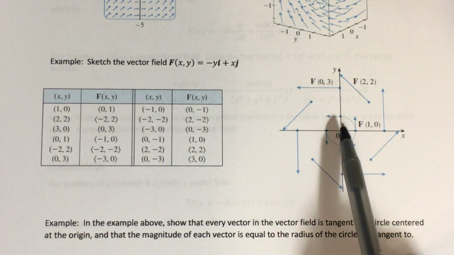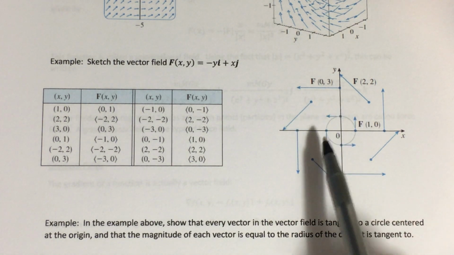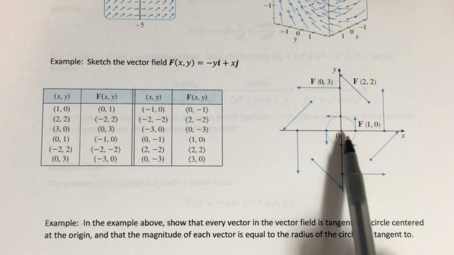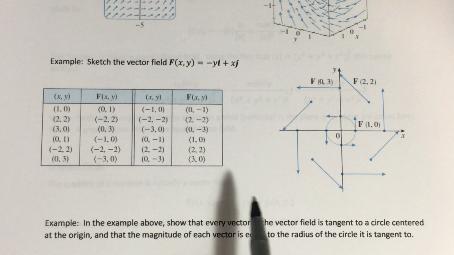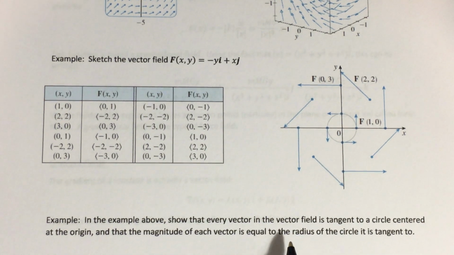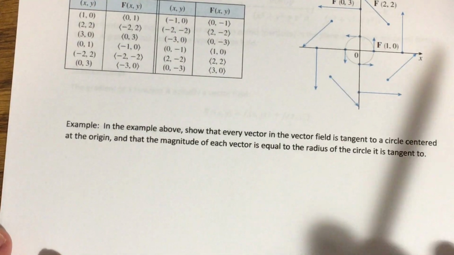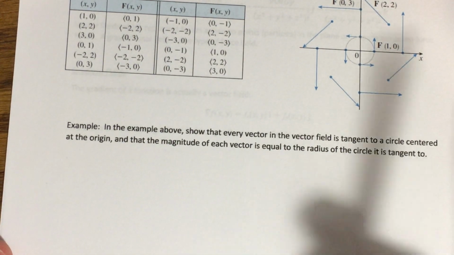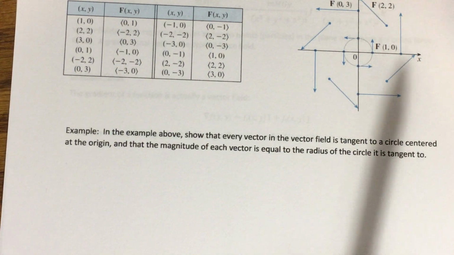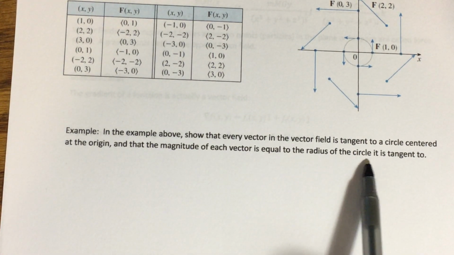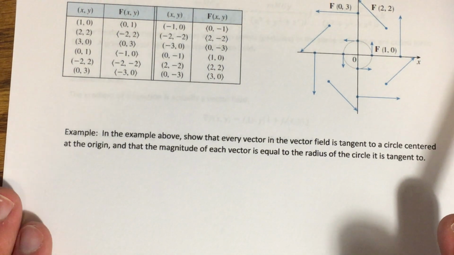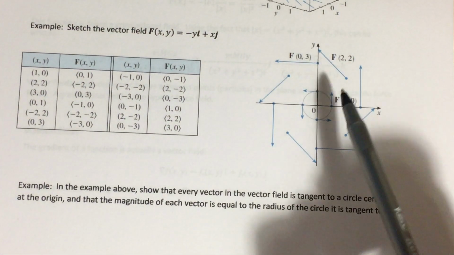But I want to work with this example a little bit more. So here's what the diagram or the graph of this vector field looks like. And now let's investigate this a little bit more. It says in the example above, show that every vector in the vector field is tangent to a circle centered at the origin, and that the magnitude of each vector is equal to the radius of the circle it's tangent to. So you can kind of see the way that this was drawn.